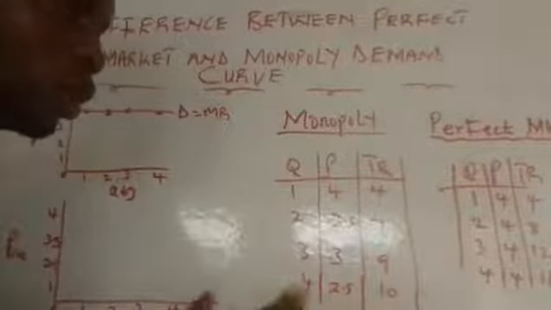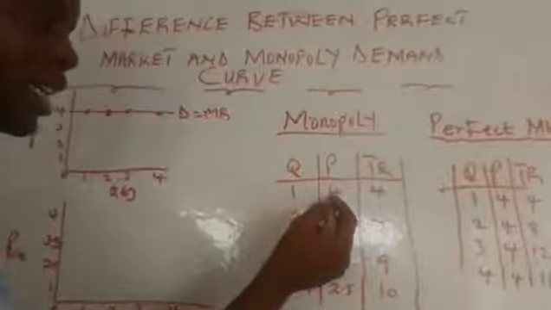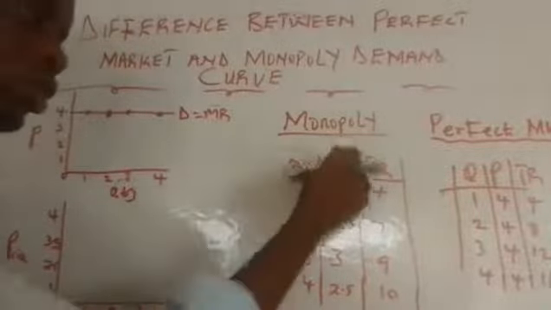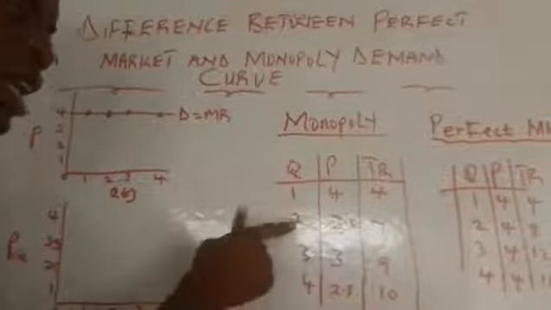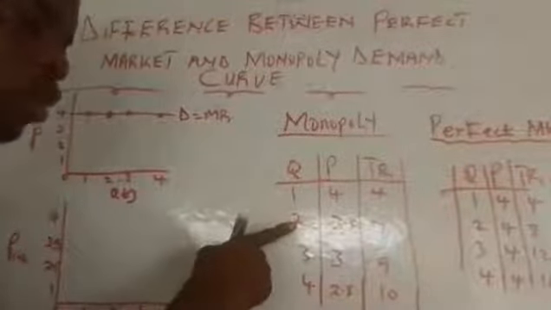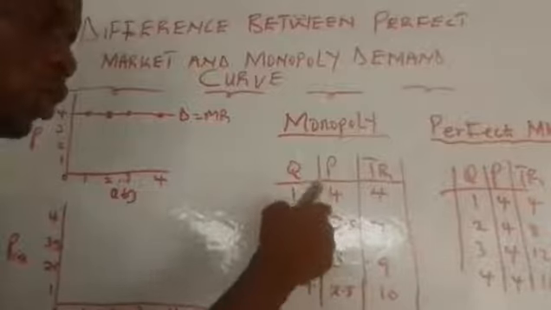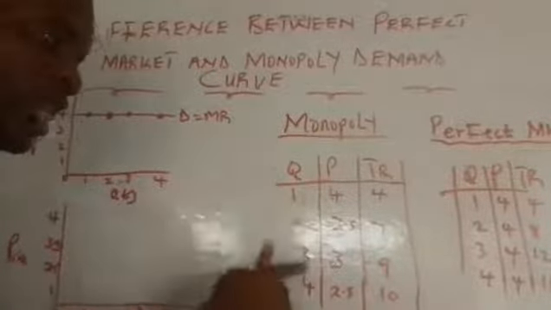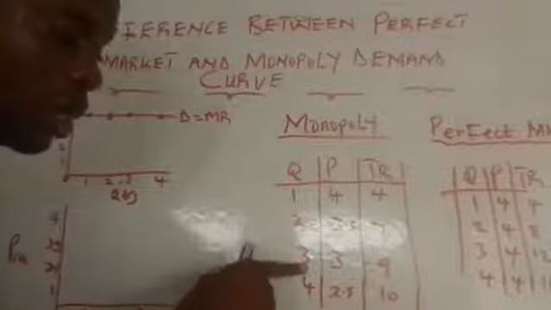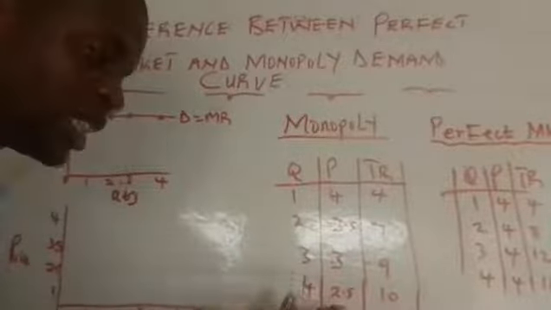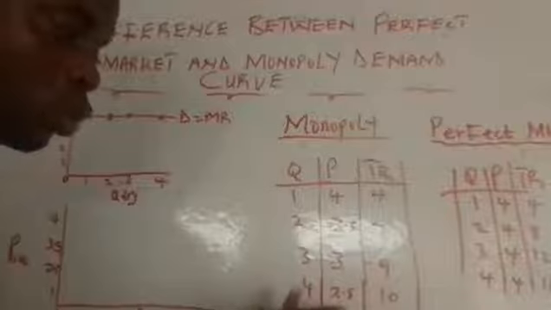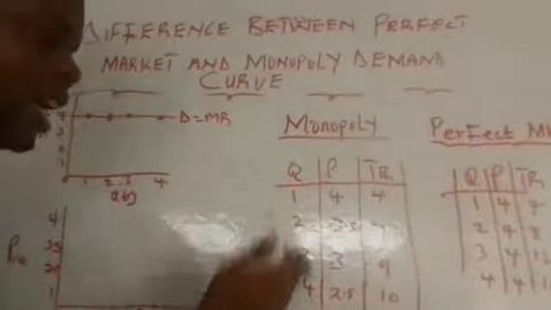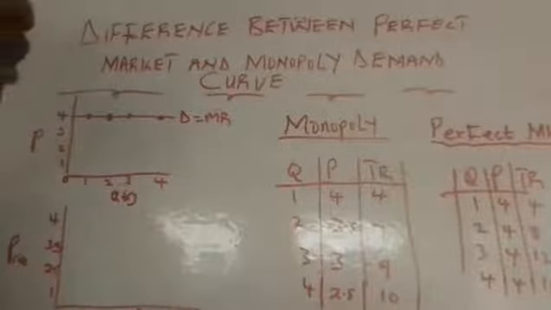A monopolist can set the highest price, but it cannot determine the quantity that will be purchased by the consumer. So a monopolist from the beginning sets the price at 4, and you can see the demand is just 1. When he wants to sell more, he needs to reduce the price to 3.5, then he can sell 2. When he wants to sell more, he reduces the price to 3, then the quantity demanded increases to 3 units. When he reduces the price to 2.5, the quantity demanded is now 4. You can see that the lower the price, the higher the quantity demanded. That is the situation in the monopoly market.